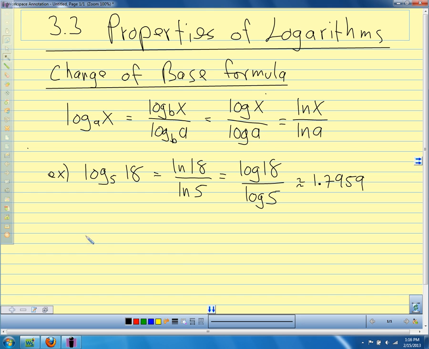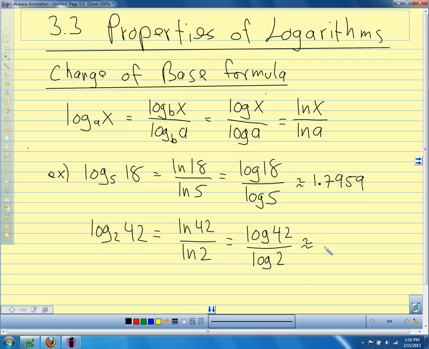So let's do another one. Log base 2 of 42. This is the natural log of 42 over the natural log of 2, or the log base 10 of 42 over the log base 10 of 2. And if I plug that in my calculator and calculate, I get about 5.3923.